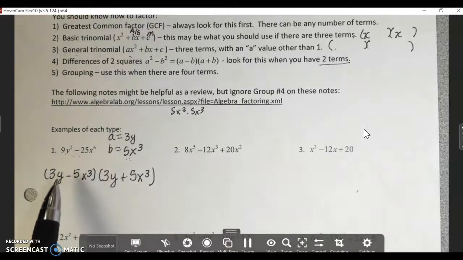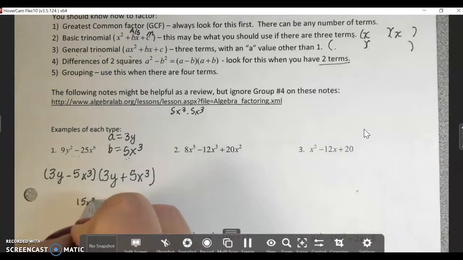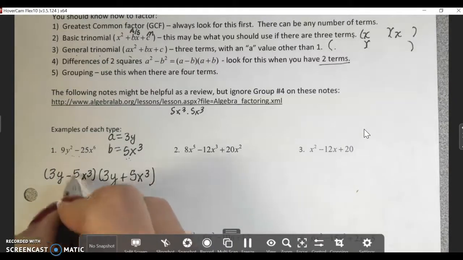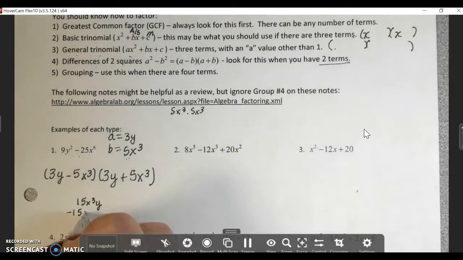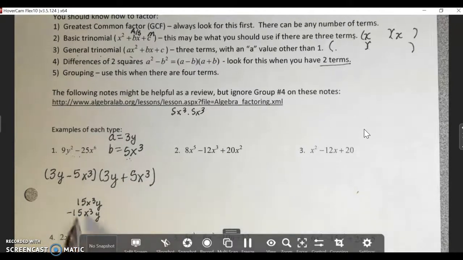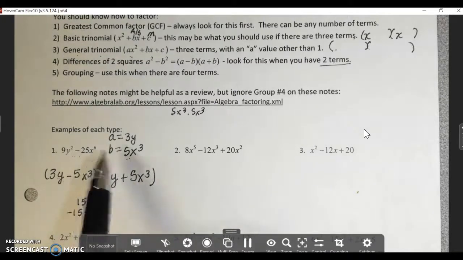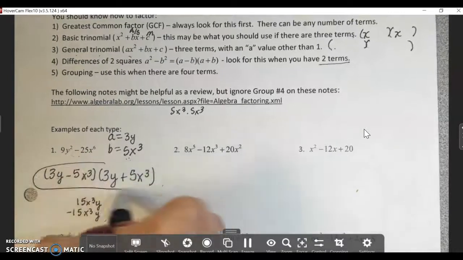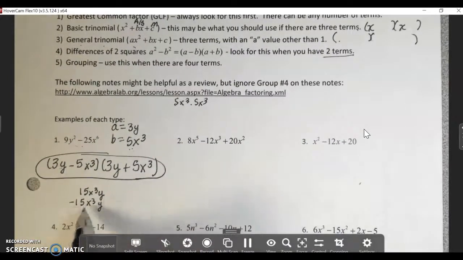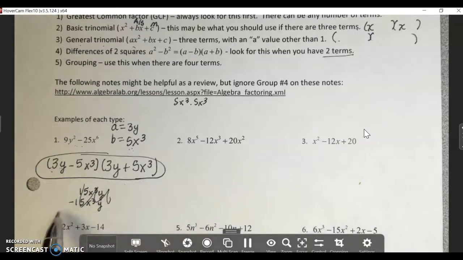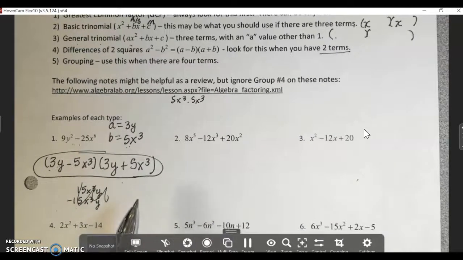Now, if I'm not sure I did it right, I could always FOIL it back out. First times the first gives me the 9y squared. Outers gives me 15x cubed y. Inners gives me negative 15x cubed y. What would happen with those outers and inners? They cancel. And so then the last times the last does give me the negative 25x to the 6th. We are correct. When you write your answer, do not write all that. That's just a check to see if it worked.